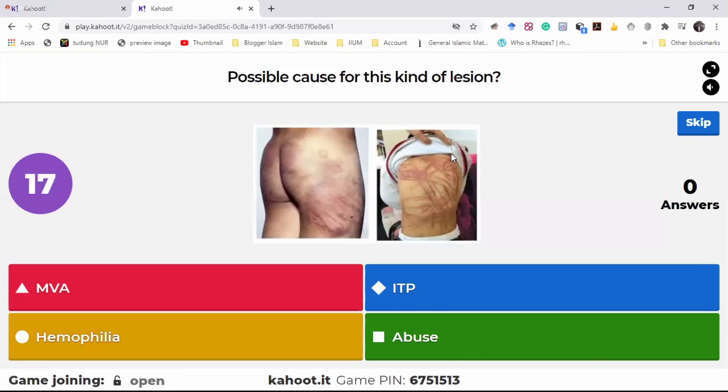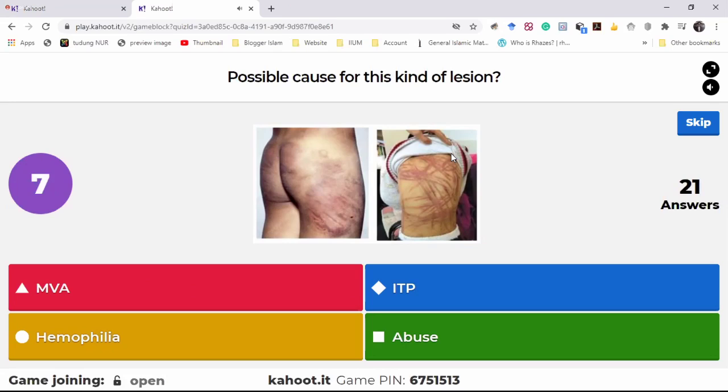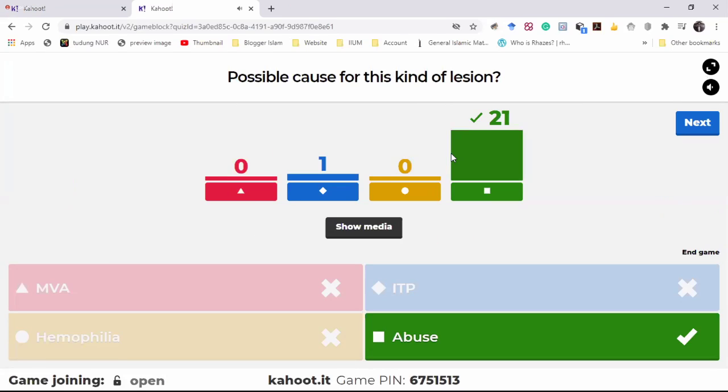Okay, next question. The possible cause for this kind of lesion, very obvious. Right. It is a sign of abuse since we can actually see the pattern of the bruises following whatever tools the abuser has used. Okay, so congrats. Next one.